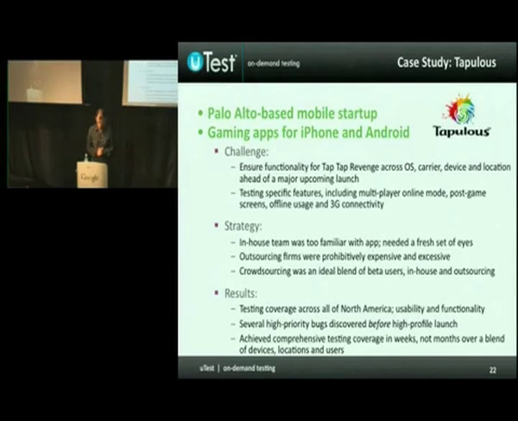They tested across North America, both usability and functionality, found some significant high priority bugs before the launch of Tap Tap Revenge 3, and really achieved comprehensive testing within a matter of weeks, what they estimated would actually take months. So they actually expedited time to market significantly.